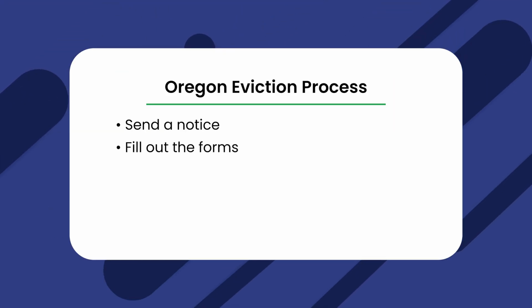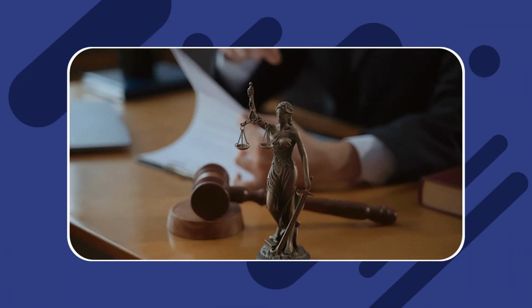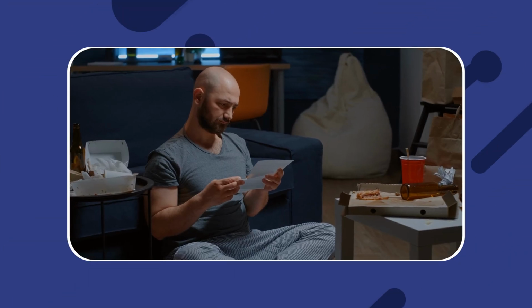Evictions vary from county to county, but they still follow the same general eviction process. Send a notice, fill out the forms, serve the tenant, attend the trial, and wait for judgment. Landlord-tenant eviction proceedings are dependent on the agreement signed by the tenant and the landlord. An eviction process is usually the last resort when it comes to evicting a tenant.